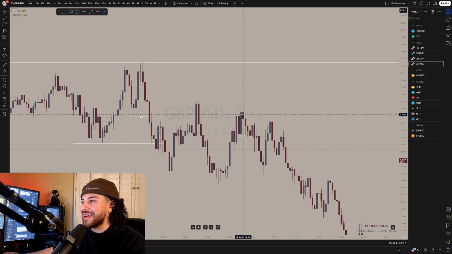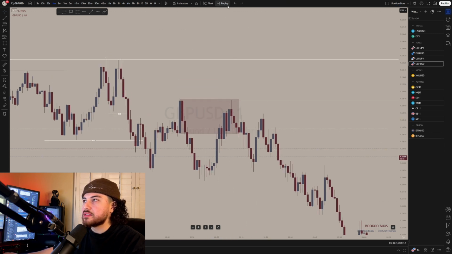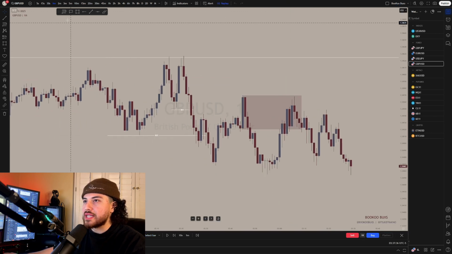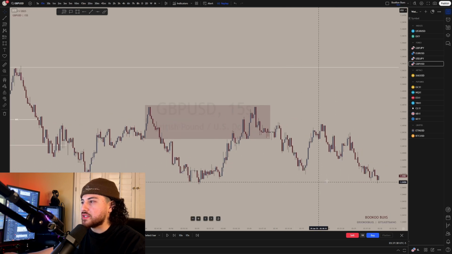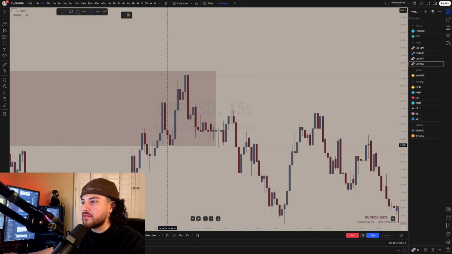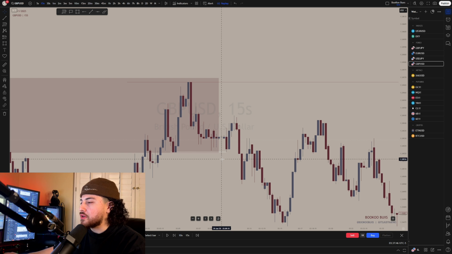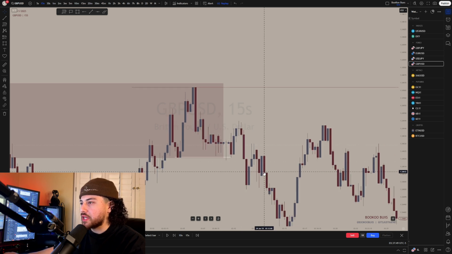So this is where I got my execution from, seeing that price came up, tapped into the 1 minute extreme order block, just like this. And then I even went down to the 15 seconds to refine my entry a tad bit. If I go down to the 15-second, we can even see here, price gave a 15-second BOS. Yes, even though price barely got underneath, I would still count this as a break of structure.